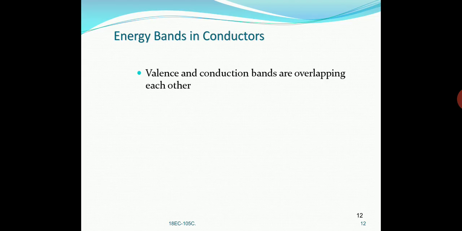Now let us talk about the energy bands in the conductors. So the valence and the conduction bands are overlapping each other in a conductor. There is absolutely no forbidden gap or no energy gap between these two bands.